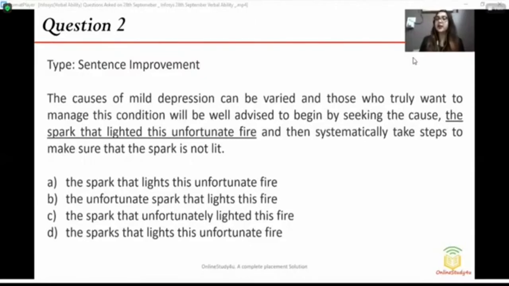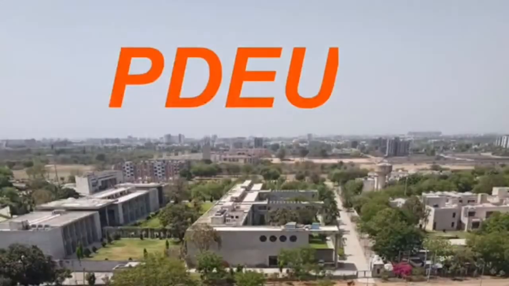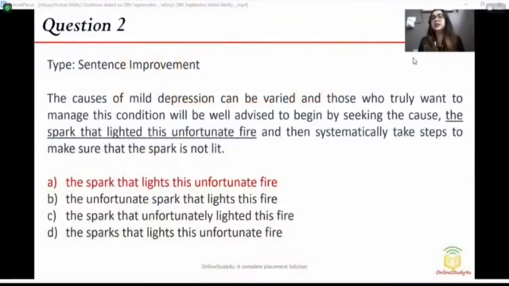Spark that unfortunately lighted this fire. Again, the unfortunately lighted doesn't make perfect sense out here. The unfortunate spark that lights this fire. Now, unfortunate spark, we are not describing the spark out here. We are saying that the fire is unfortunate, right? So we are remaining with one option to consider, which is A. That is the spark that lights this unfortunate fire. Okay.